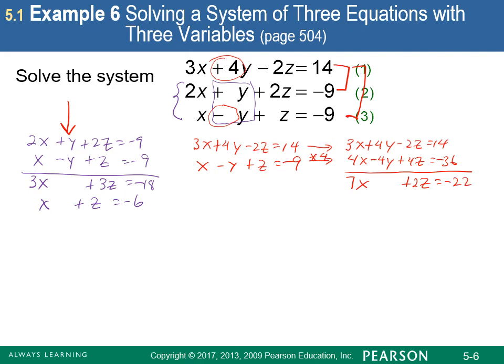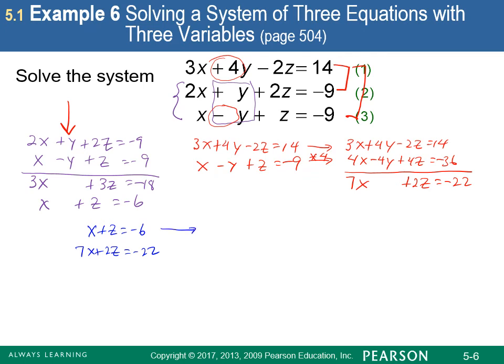Okay, so what we've accomplished really is we've got the problem narrowed down to this. We need to solve x plus z equals negative 6 and 7x plus 2z equals negative 22. So whatever we decide to do, we could actually do the substitution here by solving the first one for x or z and substituting into the second one. But we'll stick with the elimination method.